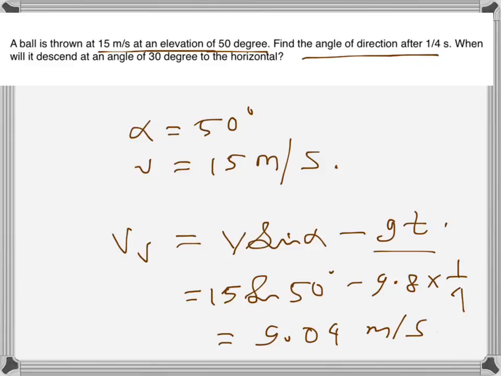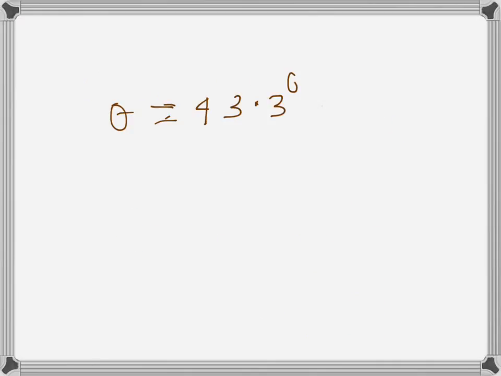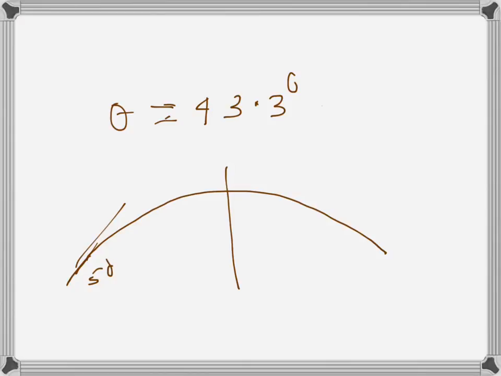And the second part of the question is, when will it descend at an angle of 30 degrees to the horizontal? So if we think of the flight path, it looks like that. Initially the angle was 50 degrees. After 1/4 second it is 43.3 degrees, and the question is, when will the angle be 30 degrees while the ball is descending? So it will be 30 degrees somewhere here, but we need to find when it will be here.